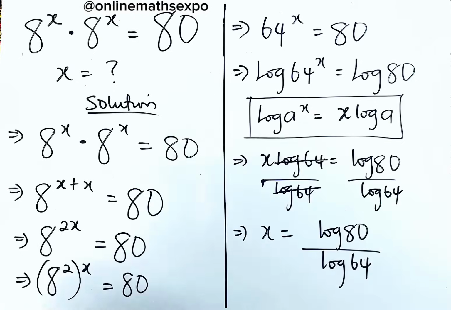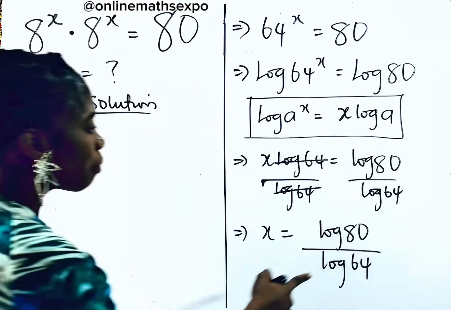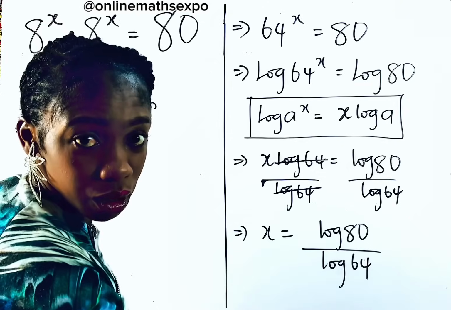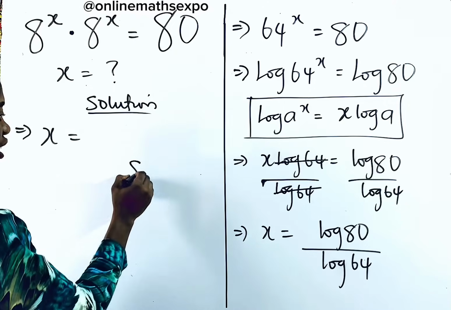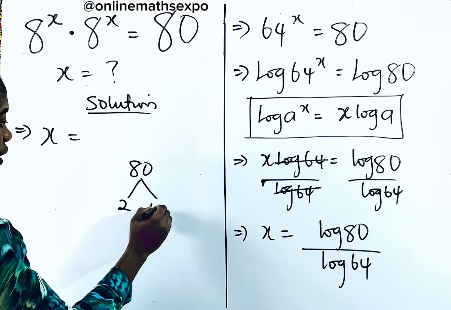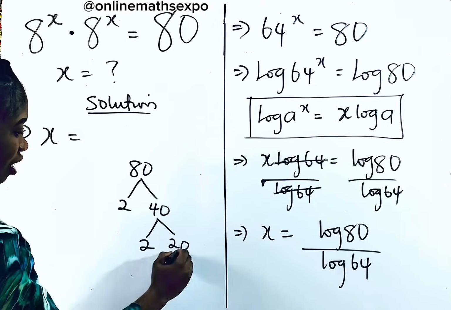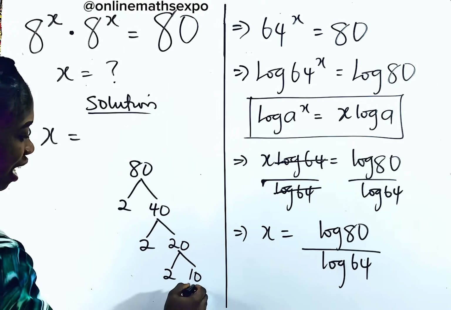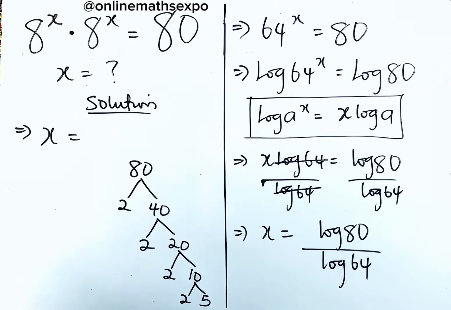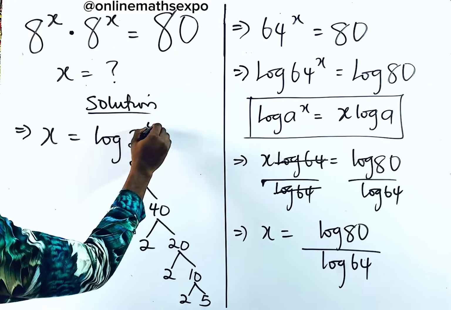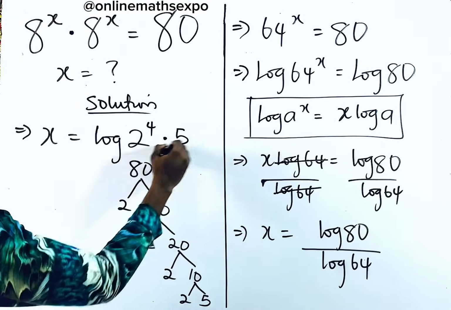And to continue, we have x is going to be, now remember this 80. To simplify 80, we are going to keep it in its prime product form. So we're going to have 80, we know, is the same as 2 multiplied by 40. 40 is the same as 2 multiplied by 20. 20 is the same as 2 multiplied by 10. And 10 is 2 multiplied by 5. So we see that 80 is 2 multiplied up to 4 times, and that simply means 2 to the power of 4. So we're going to have log of 2 to the power of 4 multiplied by 5.